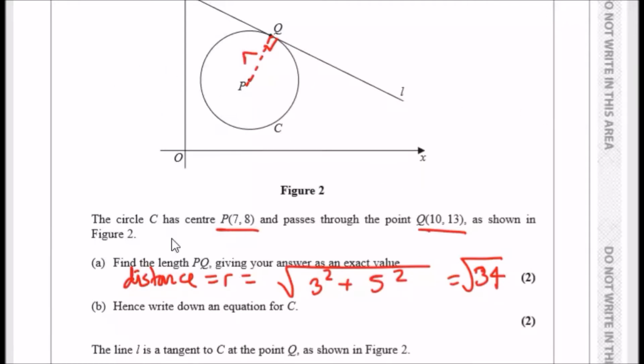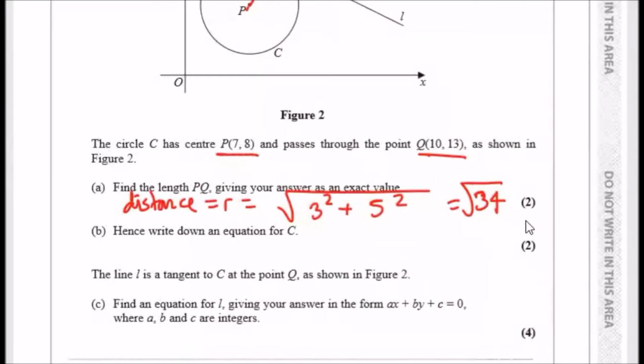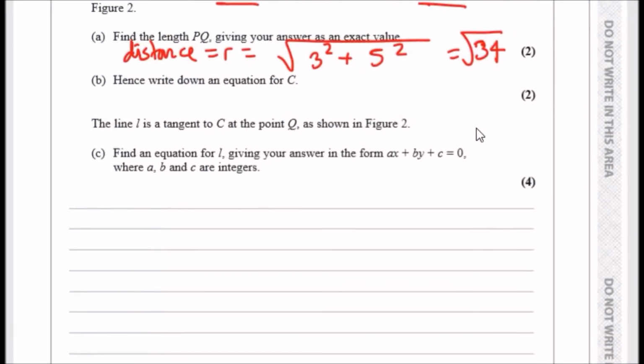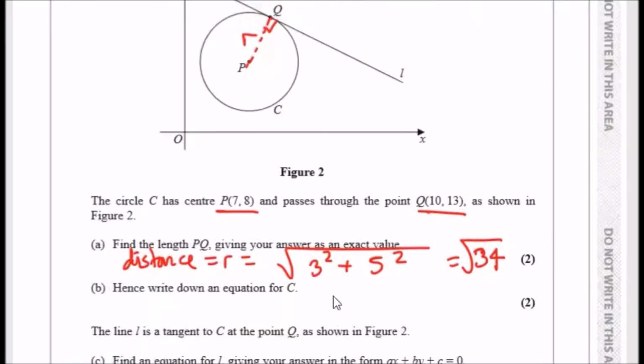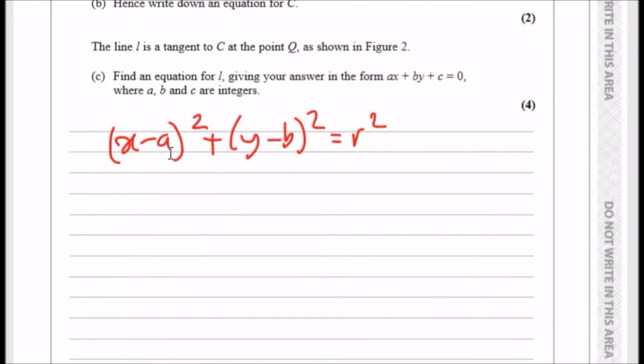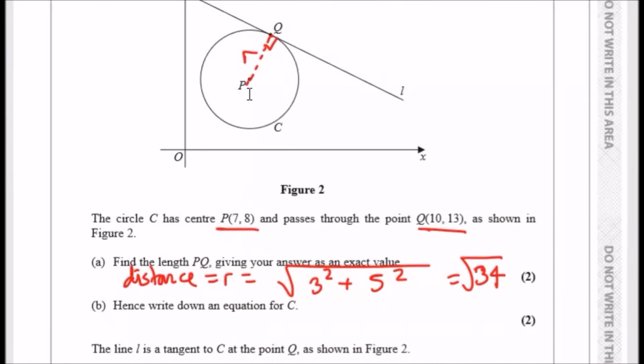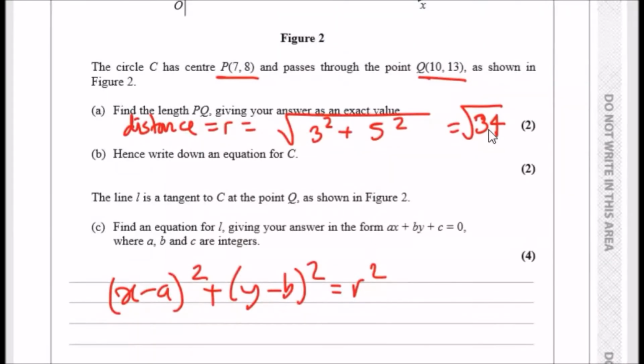Now, let's have a look at the next one, B. Hence, write down an equation for C. Well, the general equation for a circle is always (x minus a) squared plus (y minus b) squared equals r squared. The reason it's like this is because it's the typical circle equation where a and b are the center of the circle, i.e. point P, and r is just the radius, which we already found.